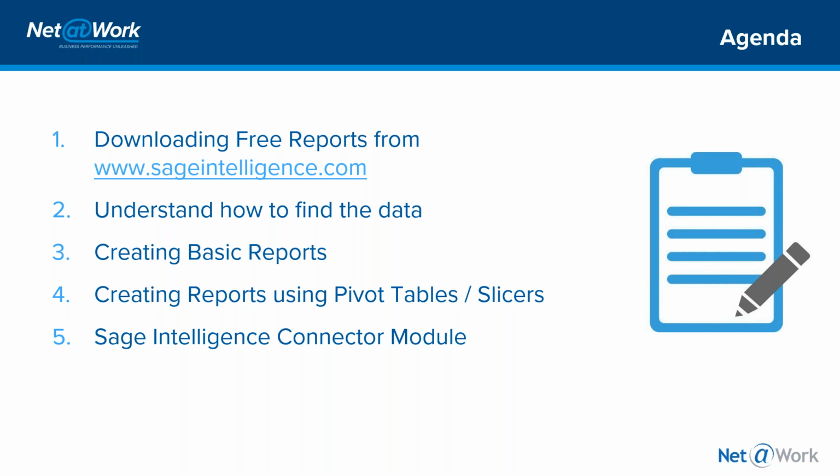We'll look at creating basic reports. What do you need to do that? Where do you start? We'll look at just Excel functionality, creating reports using pivot tables, slicers, that kind of stuff. And then I'll take you through a little bit of the plumbing and look at the Sage Intelligence Connector module and what that's made up of.